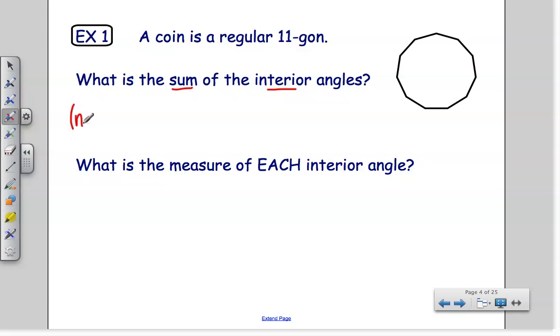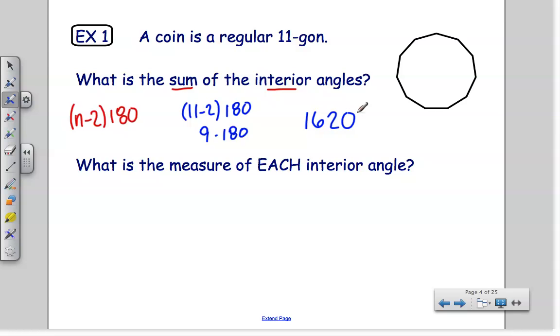I know my formula. I'm supposed to do the number of sides minus 2. That'll give me how many triangles there would be in that 11-gon. And then I multiply by 180 because that's the measure of each of those triangles. So in this case, the number of sides was 11, so I'm really doing 11 minus 2 times 180. 11 minus 2 just being 9. So go to the calculator, do 9 times 180. The total of the angle measures in an 11-gon is 1,620 degrees, I'm finding.